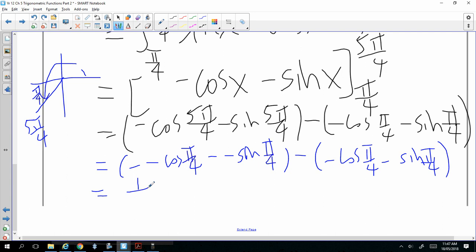And you just have to simplify. If you expand the negative, you get both positive. So you get 4 lots of 1 on root 2. Rationalize the denominator, you get 2 root 2. Alright? 2 root 2 square units.